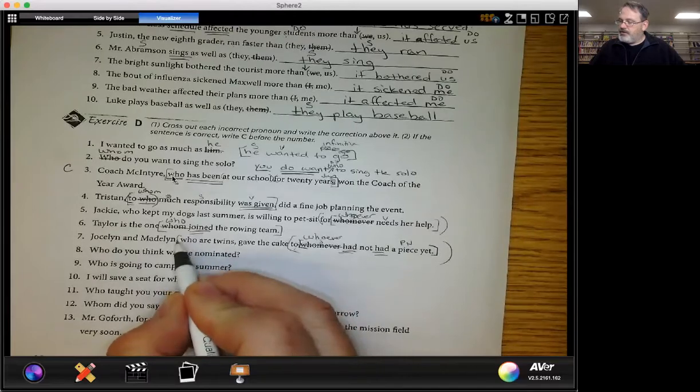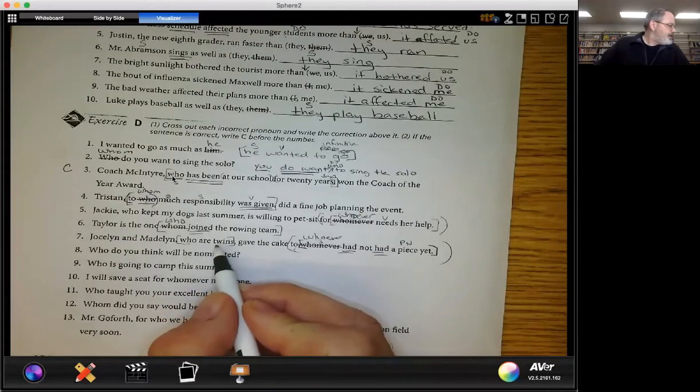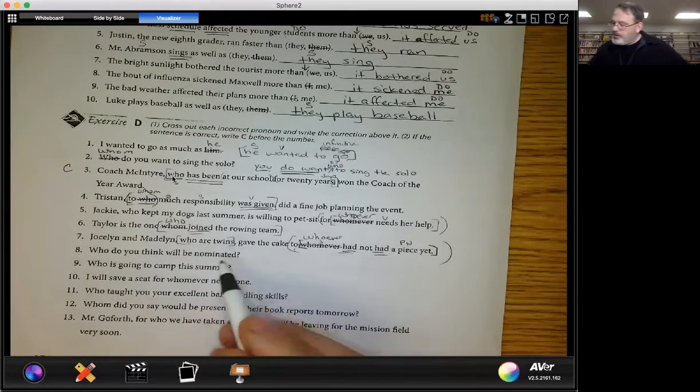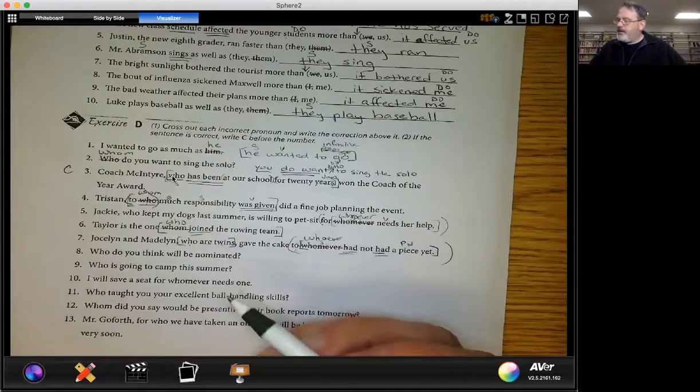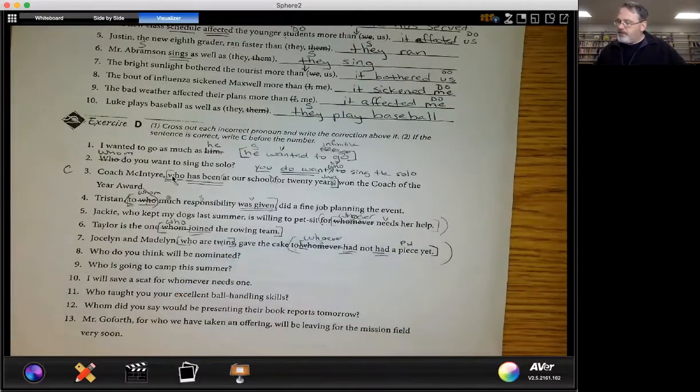Now, this is fine the way it is because who is nominative case and who are, in this clause, who are twins. Yeah, I just want to make sure. Yes, who are twins. This is subject, verb, and predicate nominative. Who are twins. So that's nominative case.